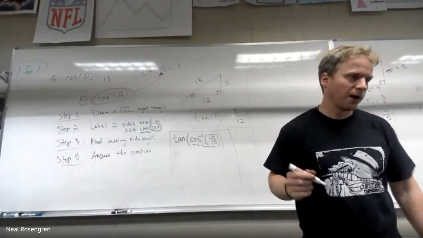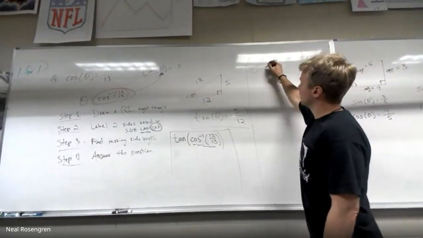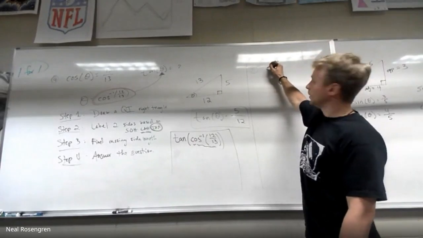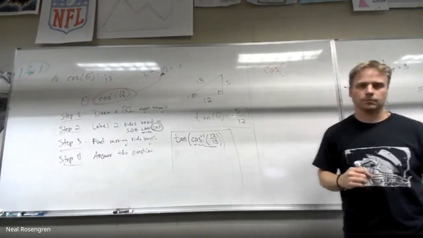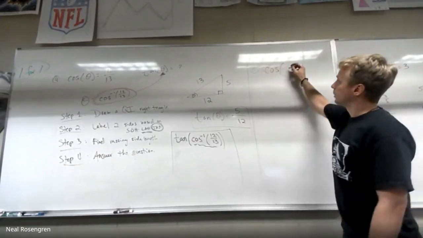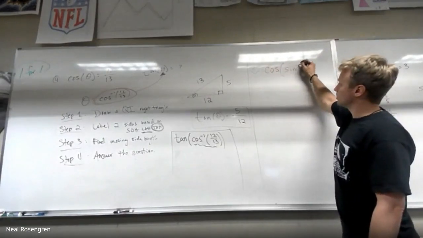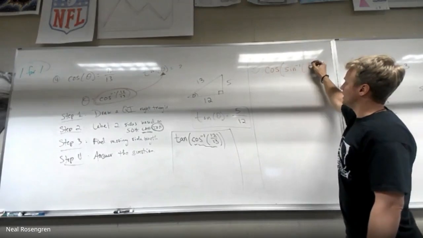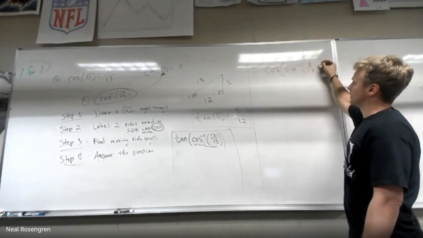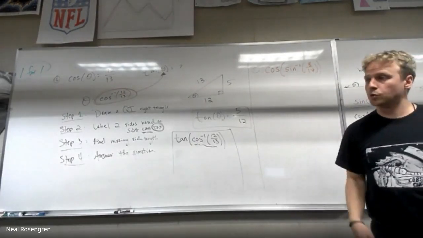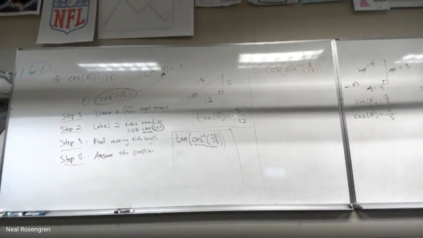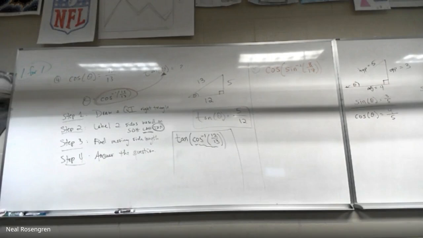Okay, number 5. Something like the cosine of the inverse sine of 8/17. Okay, the cosine of the inverse sine of 8/17.